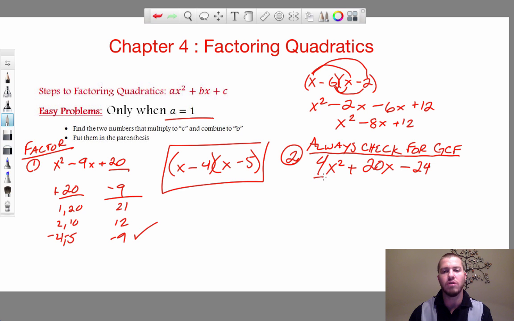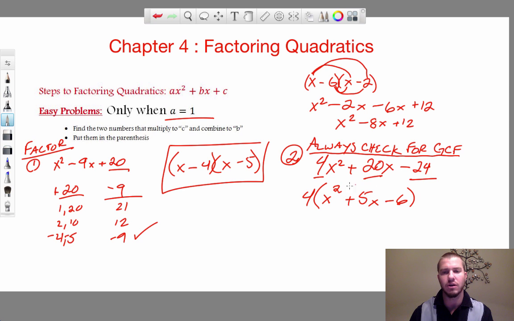So here, what goes into 4, 20, and 24 is going to be 4. So you're going to factor out that GCF. And factoring out the GCF is basically the opposite of distributing. So if I factor out a GCF from this first term, now that's just x squared. If I factor out a 4 from this 20, that's just going to become 5x. And factor out a 4 from that 24, and that becomes negative 6. I'm basically dividing each term by 4, that GCF.